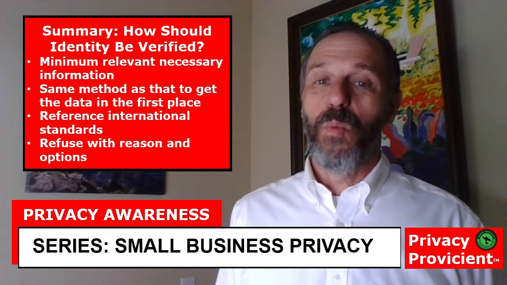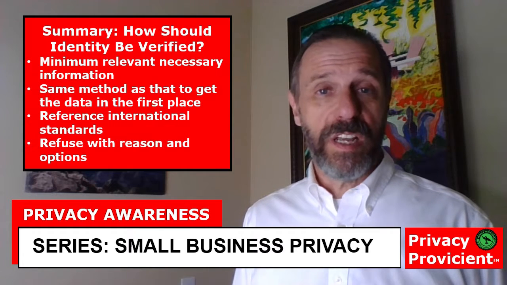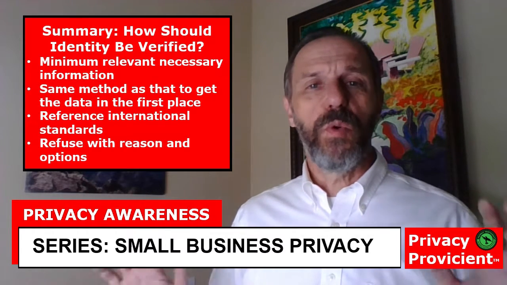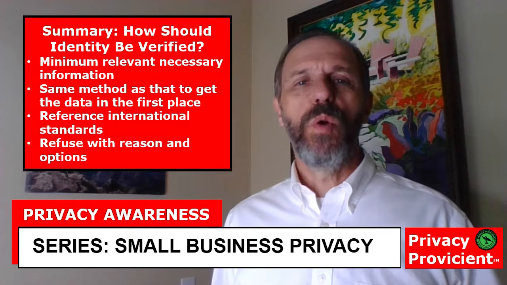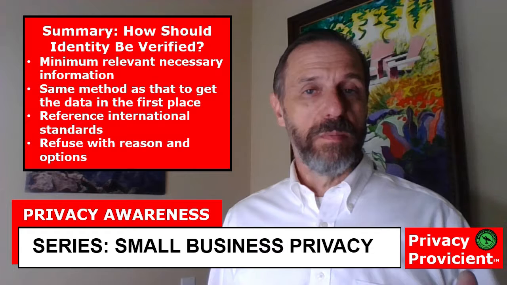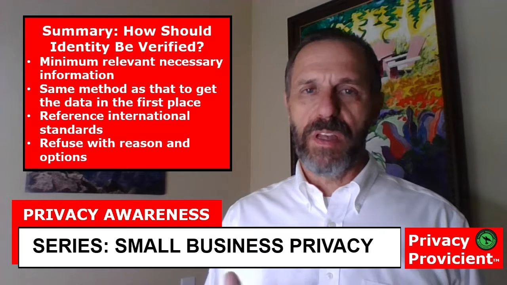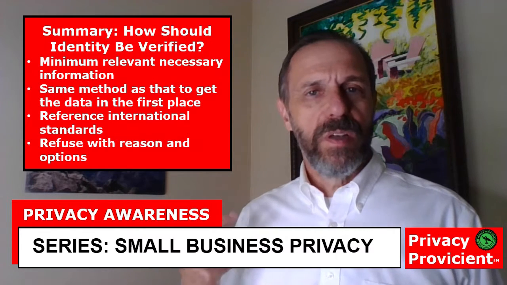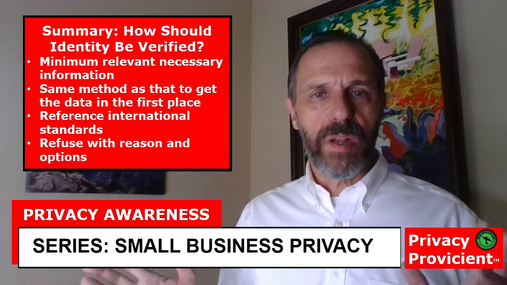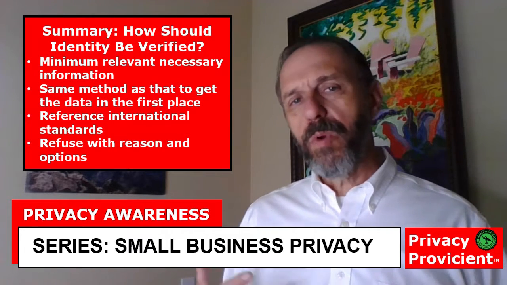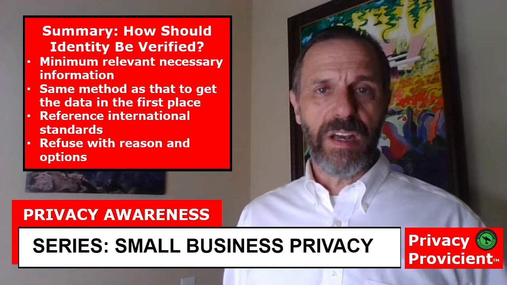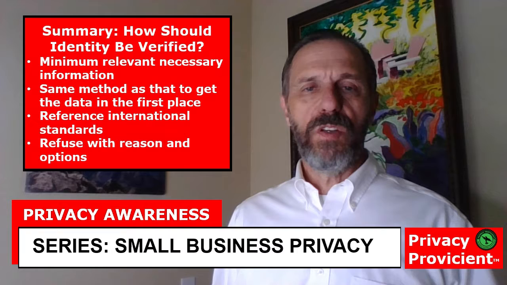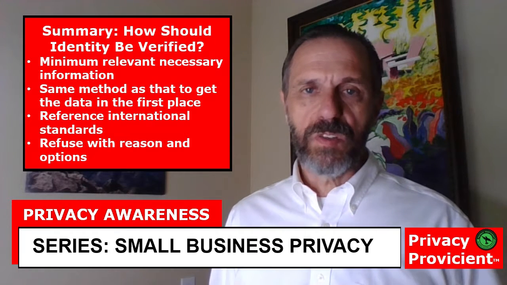So let's summarize. When you're verifying the identity of someone who's requested data from your organization, ask only for the minimum amount necessary to verify their identity. That's number one. Consider using the same methodology that you used to get the data in the first place. That's number two. Three, reference international standards if you're confused on how to implement these things, and use experts who know how to implement the international standards to get it done correctly. And four, remember, you can refuse to provide the data to a requester, but you need to tell them why and give them options as to what they can do and where they can turn.